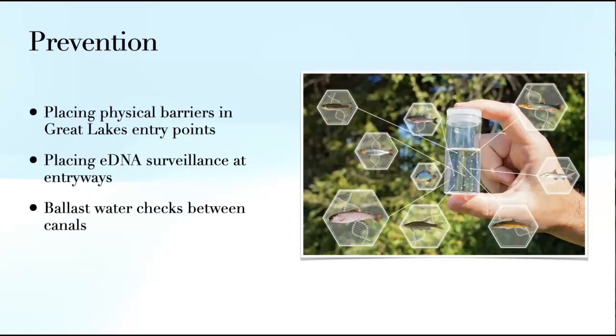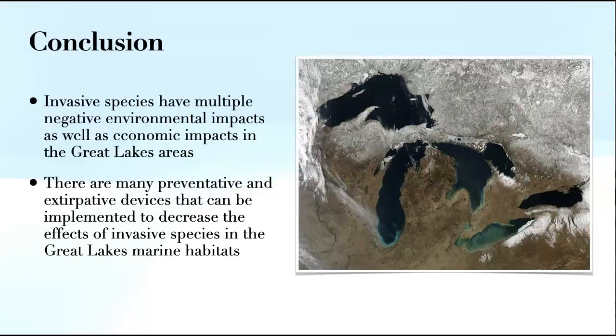We can prevent these species from entering the Great Lakes by placing physical barriers at entry points, through a process called eDNA surveillance at entryways, as well as emptying the ballast water of ships between the canals.